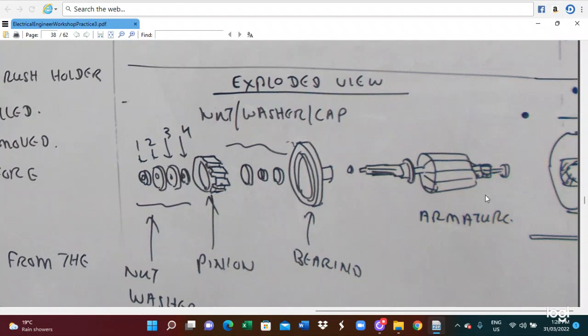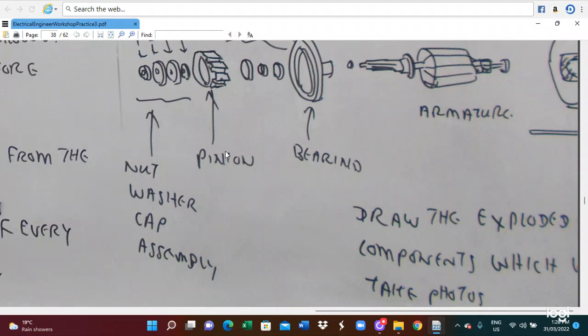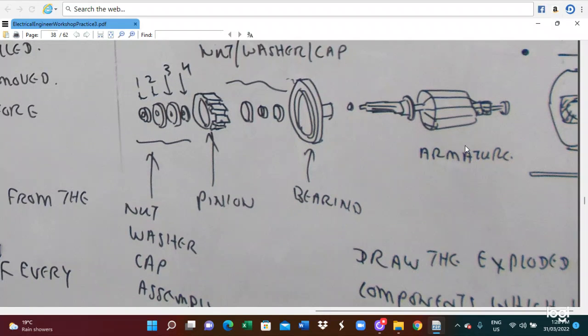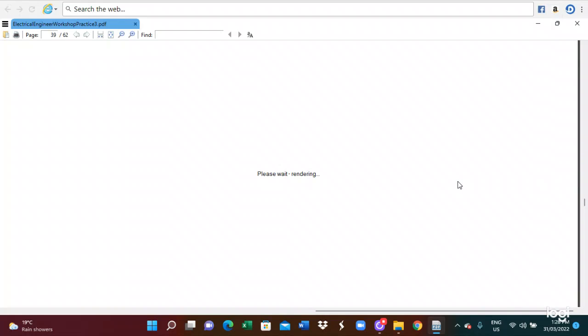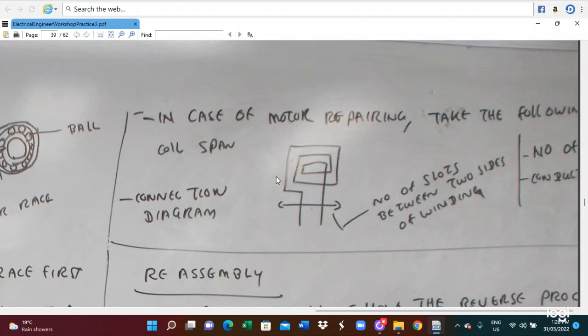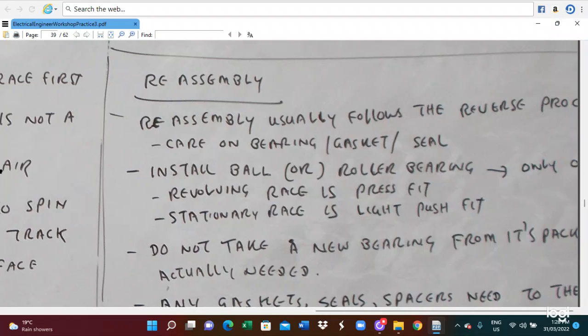So this is the exploded view of the electrical generator. You can see those are the components of the electrical generator armature. So we have to draw the exploded view of the machine. When you disconnect and dismantle, you have to draw the exploded view. So this is the exploded view.